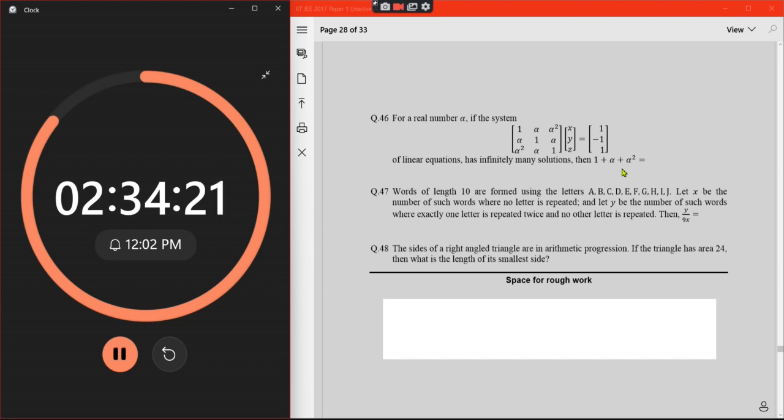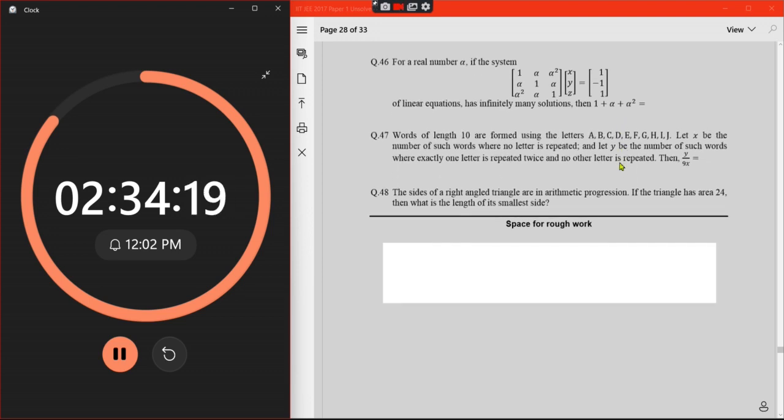Next, 47. Word of length 10 formed using these letters. Let x be the number of such words where no letter is repeated. Let y be the number of such words where exactly one letter is repeated twice and no other letter is repeated. And y upon 9x will do. Length 10 formed using letters. Okay, number of words such that no letter is repeated. Using 10 letters, so you have taken up to 10.